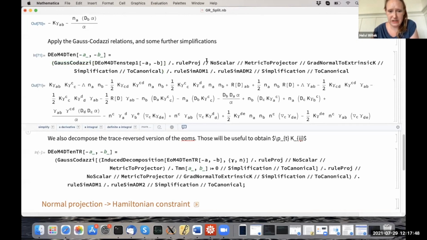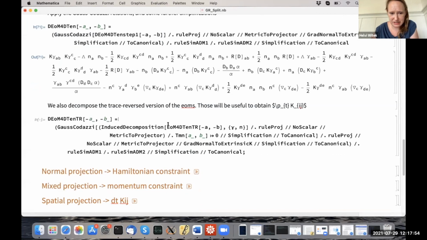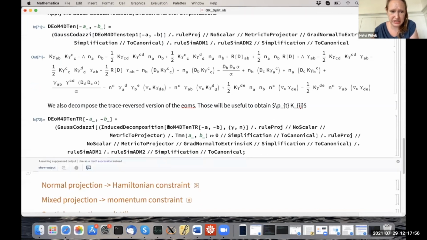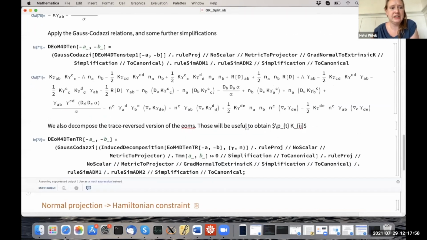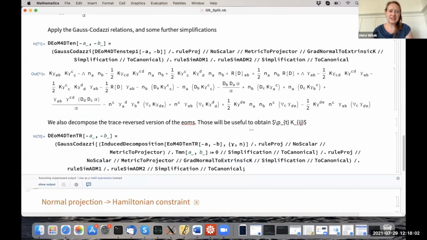And then we have the same for our trace reversed field equations. I'm not going to go into the details of the commands here, and just execute this as well. Good.